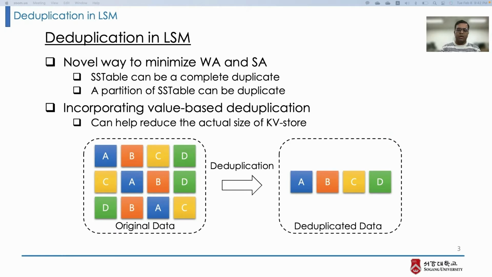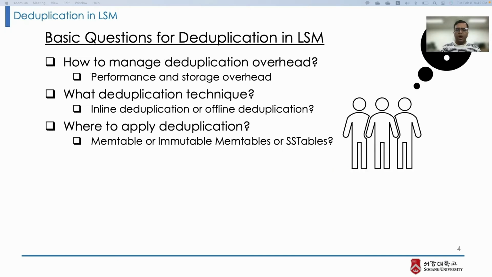For that, we ask basic questions of ourselves. How to manage the deduplication overhead, as it comes with performance overhead from deduplication steps and space overhead from deduplication metadata? What type of deduplication technique to adopt, inline or offline? And most importantly, where to apply deduplication in the LSM-tree? To clearly investigate deduplication benefits in the LSM-tree, we explored two different approaches.